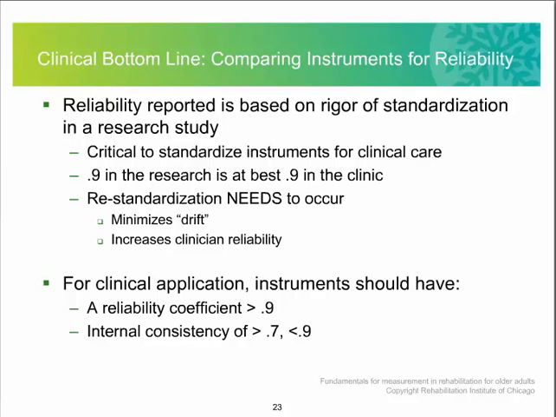Look for instruments with a reliability of greater than 0.9 and internal consistency of greater than 0.7 on patients similar to those seen in your clinical setting. For internal consistency, scores greater than 0.9 may indicate that the instrument has some redundancy within it. Given the time limitations that exist in a clinical setting, minimizing redundancy is of utmost importance.